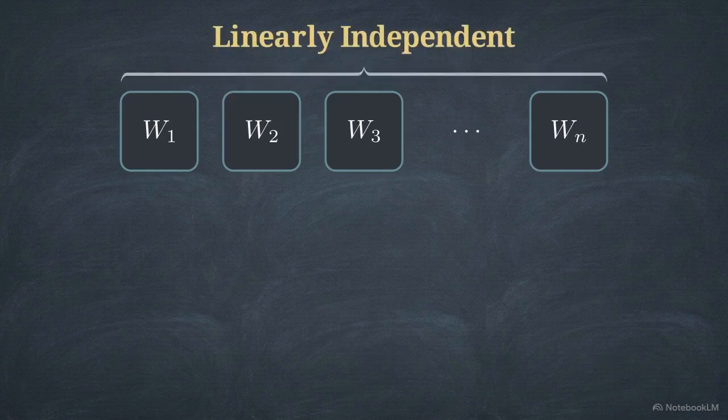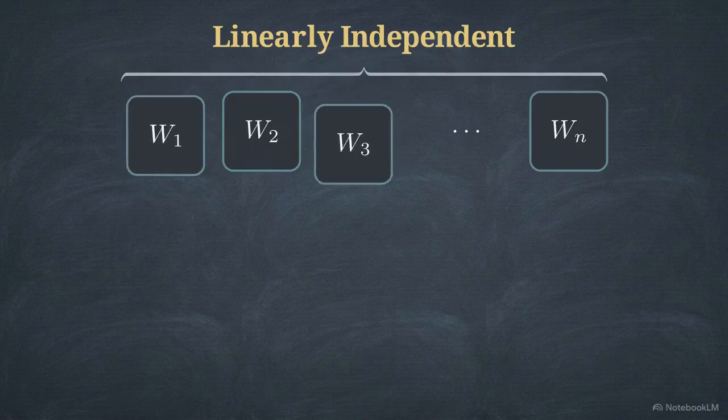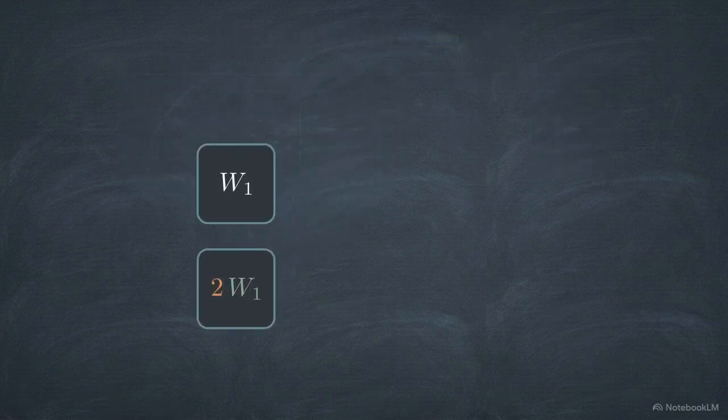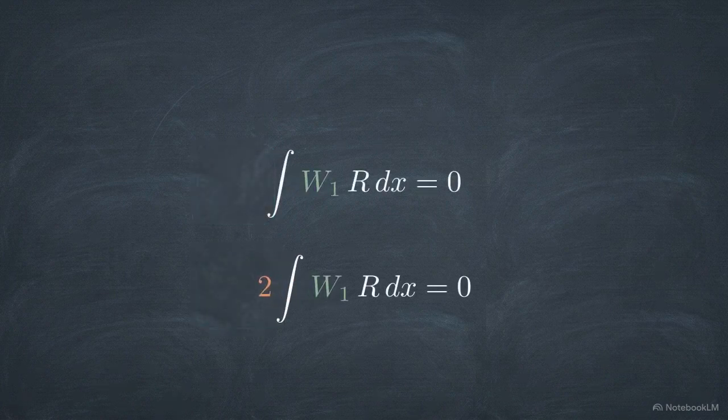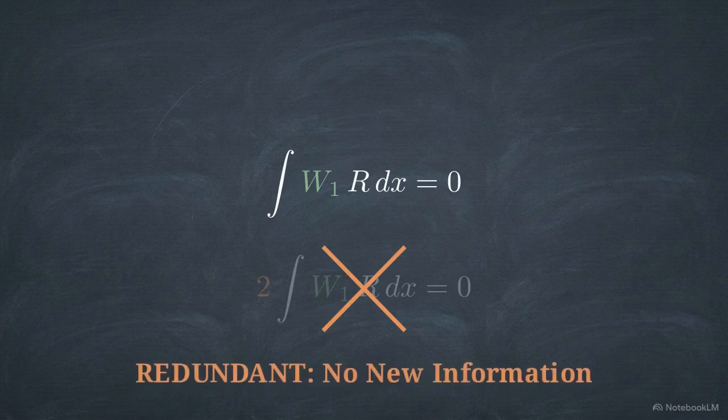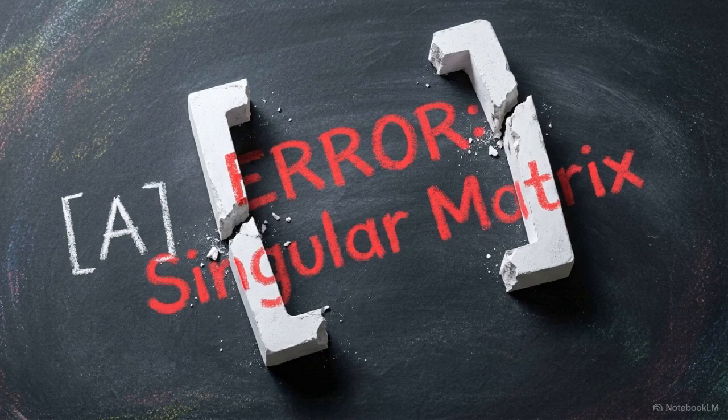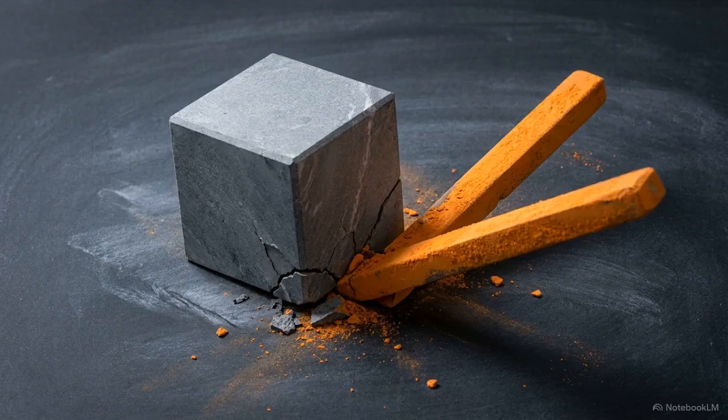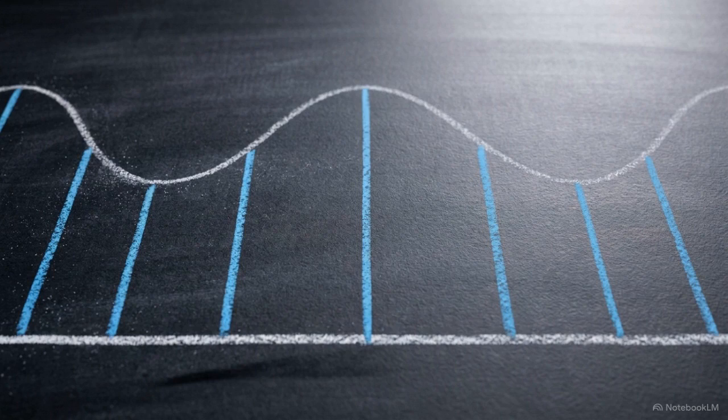There is a strict constraint on this list. Every function we select must be linearly independent from the rest. If one function is merely a scalar multiple of another, for example, if w3 is just 2 times w1, the resulting integral produces a redundant equation that provides no new mathematical information. Using linearly dependent weights will collapse the calculation, resulting in a singular, unsolvable system and destroying the entire method. When chosen correctly, linearly independent weighting functions act as mathematical levers. They allow engineers to extract exactly n unique, valid constraints from a single spatial domain.